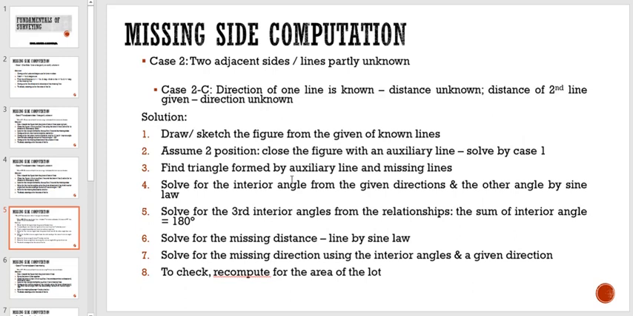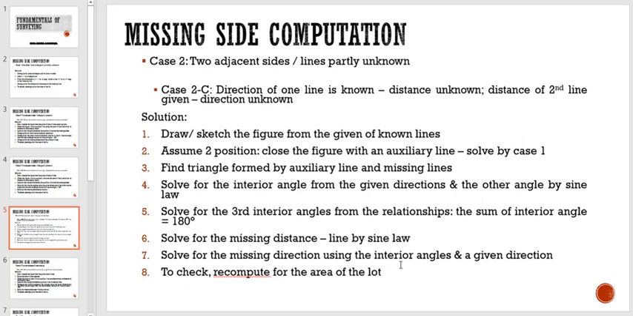Then, again, find the triangle formed by the auxiliary line and the missing lines. Then, solve for the interior angle from the given directions and the other angle by sine law. Then again, you need to solve for the third interior angle on relationship. The sum of interior angles is equal to 180 degrees, and solve for the missing distance or line by sine law.